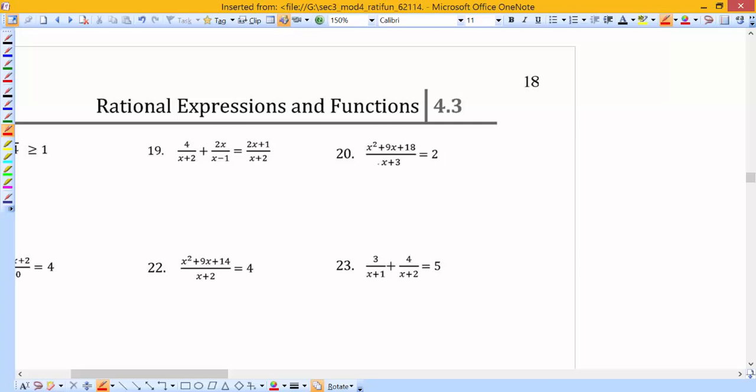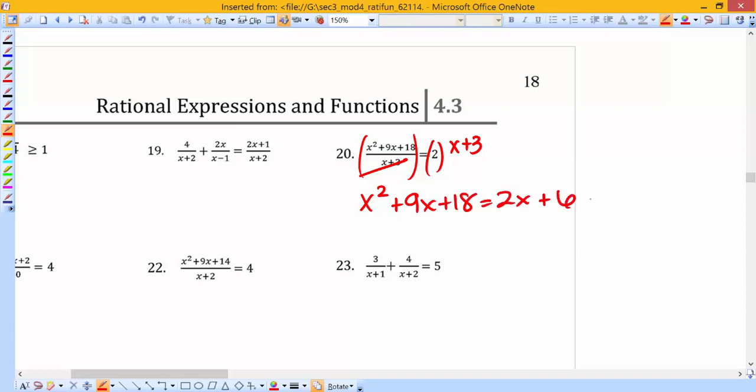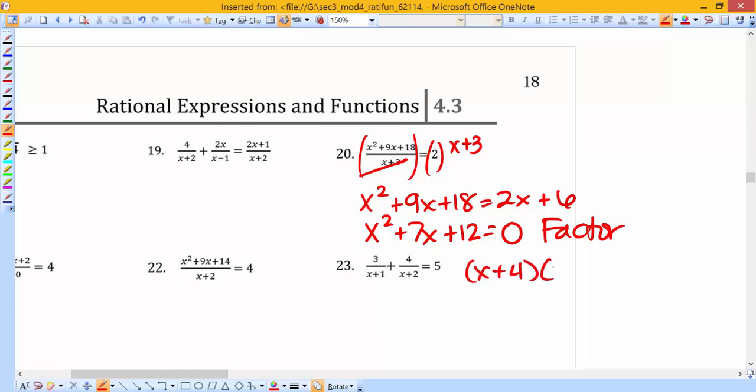I have one fraction. So I couldn't do this with 19 because there are 2 fractions here, but I can do this with 20. I don't want that fraction, so I'm going to multiply by x plus 3, which will cancel it on the left side. So I now have x squared plus 9x plus 18 equals 2x plus 6. I move the 2x over by subtracting it, and I move the 6 over by subtracting it. Now I can factor. What multiplies to 12 that adds to 7? 4 and 3. So here x will equal negative 4 and negative 3.